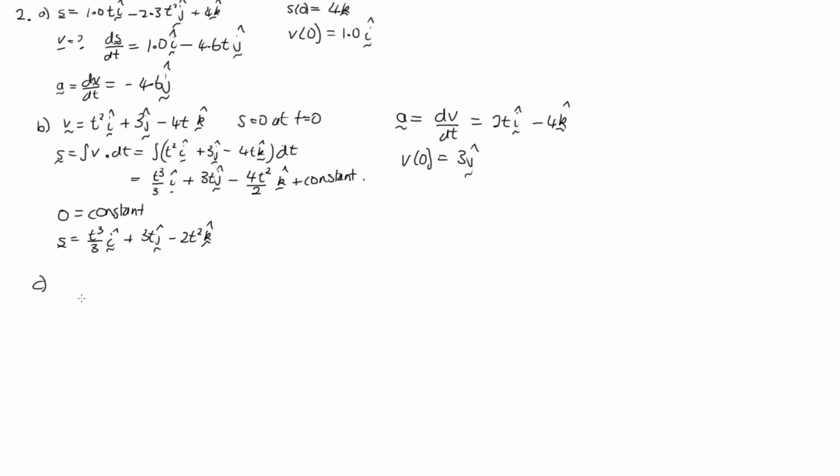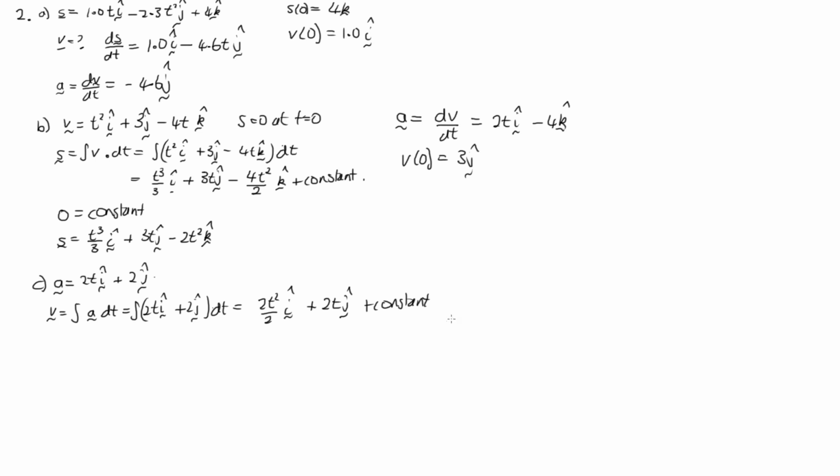Okay, and then part C, for this one, we're told that the acceleration is equal to 2t in the i direction plus 2j. Now, to get the velocity, we're going to have to integrate the acceleration with respect to time. And so we're doing the integral of 2ti plus 2j dt. So integrating this, we've got 2t squared on 2 in the i direction plus 2tj plus some constant.